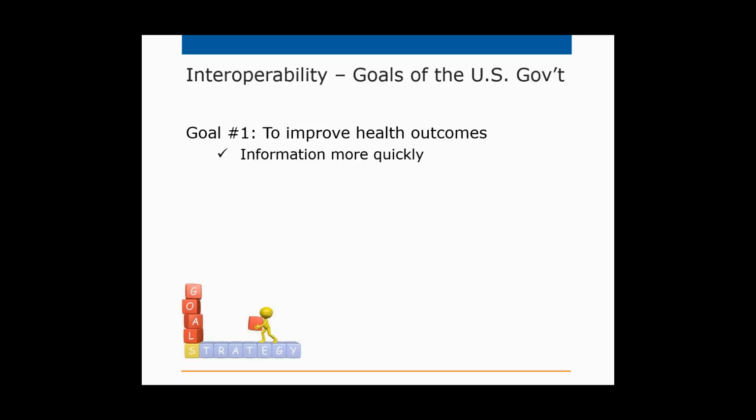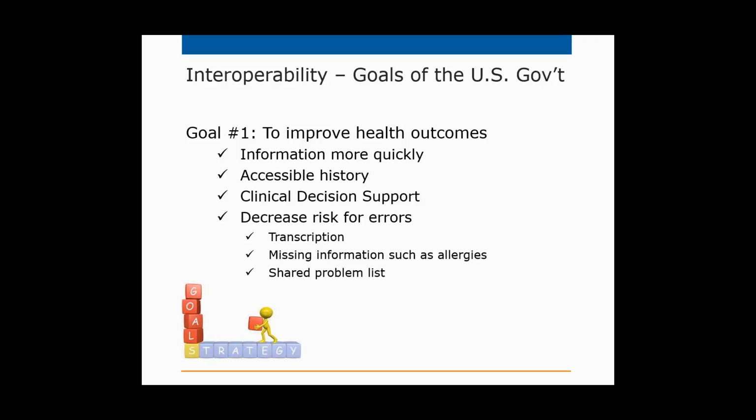And ways that we can do that are to get information to our clinicians more quickly and to the people who are requesting it, perhaps in other facilities, other institutions, other receivers out there. We also want that history to be accessible, and we want to provide clinical decision support to our providers so that they can make decisions more quickly, and they will be the right decisions. So the more information they have, of course, that makes total sense. And we want to decrease the risk of any errors. That might be through transcription, missing information such as allergies, shared problem list.